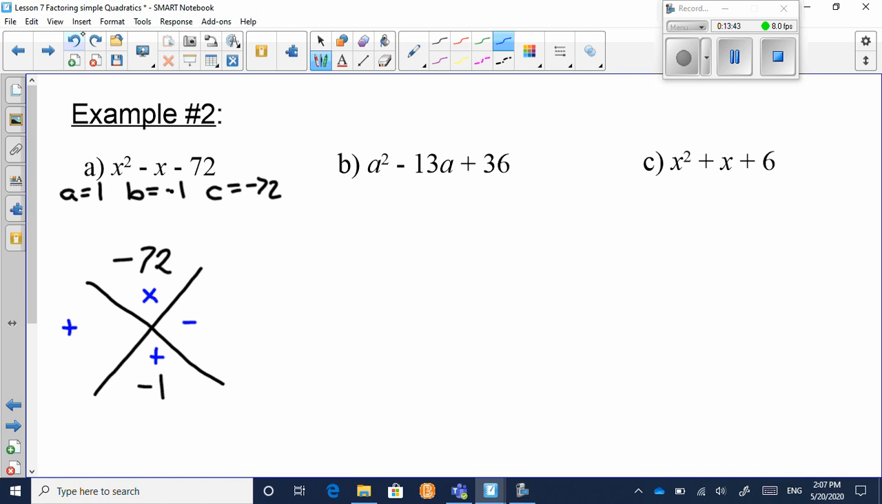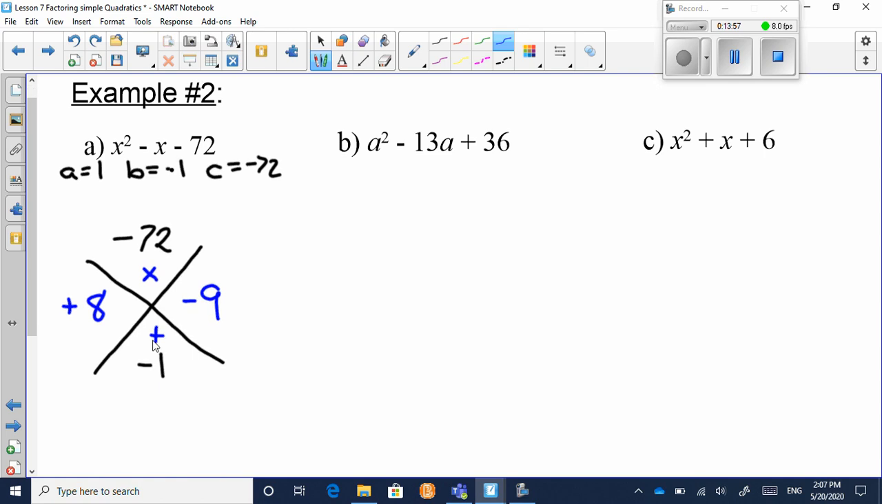Well, right away, I think I know what it is. It's going to be plus 8 and negative 9. 8 times 9 is 72. Beautiful. And look, plus 8 and minus 9 adds to negative 1. So there you go, and you come down here and you get to write y is equal to x plus 8, x minus 9. We're done.